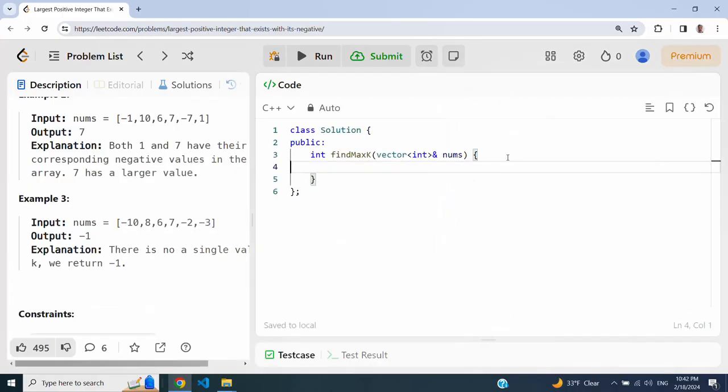Again, this problem has three solutions: the brute force n square solution, the n log n solution based on sorting, and an order n solution that uses extra space. So let's start with the brute force solution.